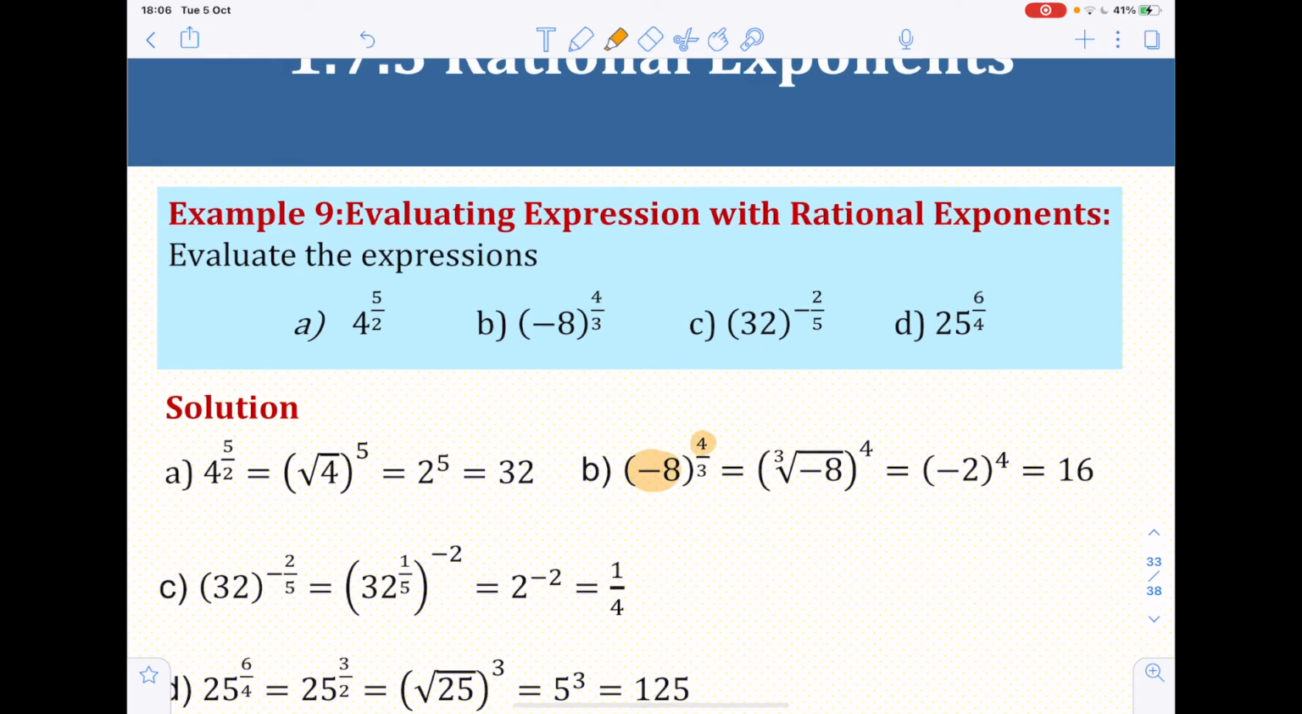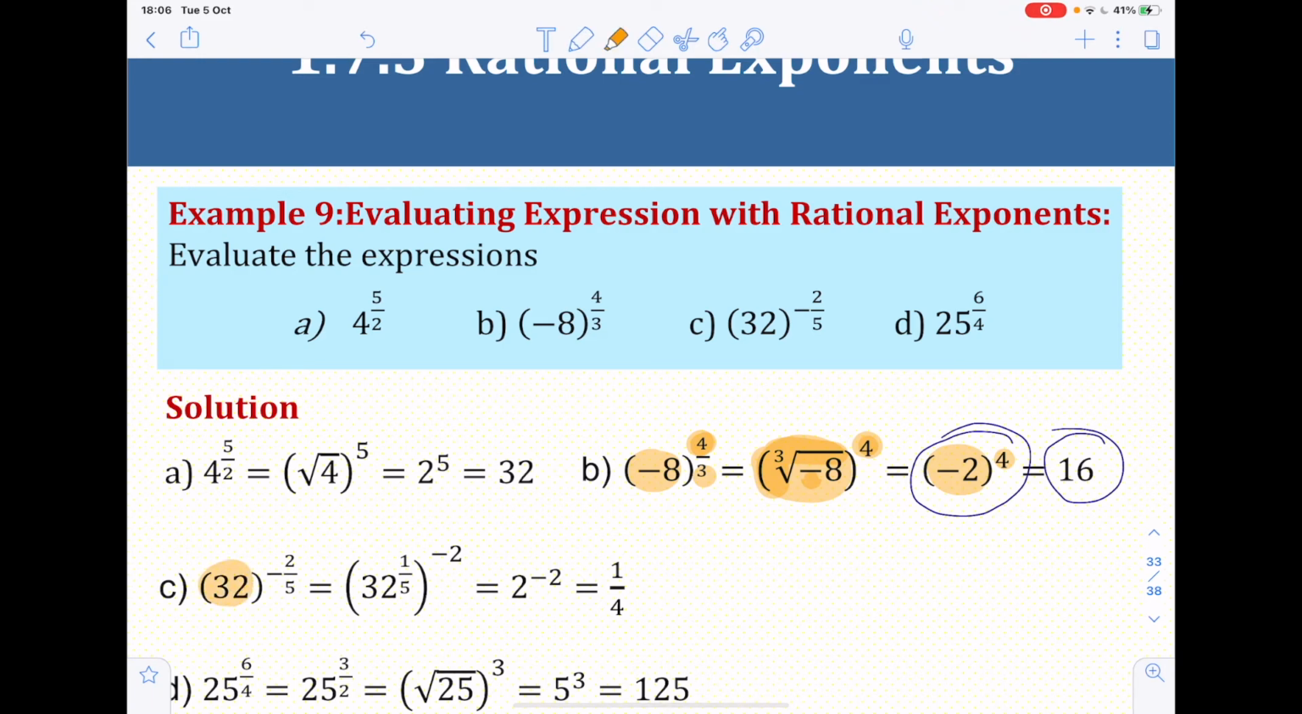Negative 8 to the power 4 over 3. So 1 over 3 can be written in root form, the cube root of negative 8. Then the power 4 stays the same. We know that this value is negative 2, and the power 4, I will leave it. Then I will find negative 2 to the power 4, which is 16.